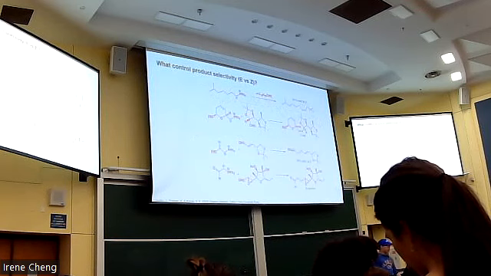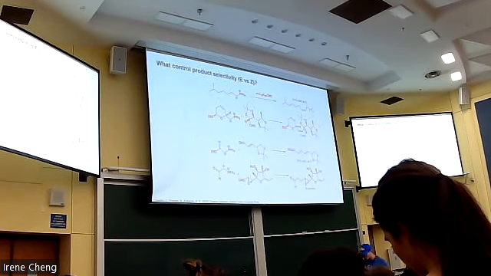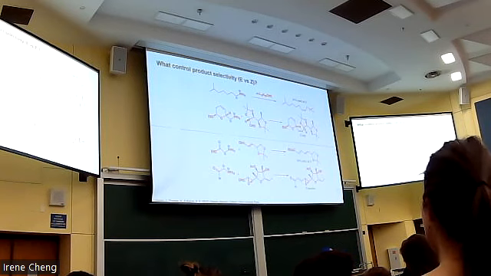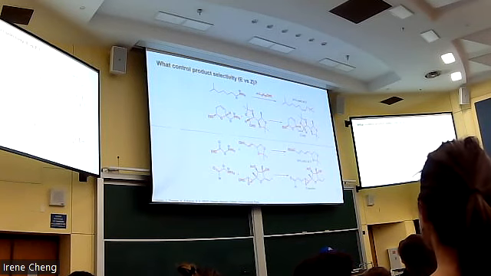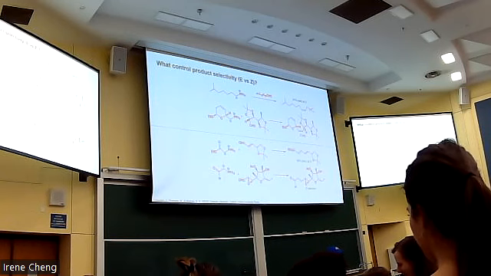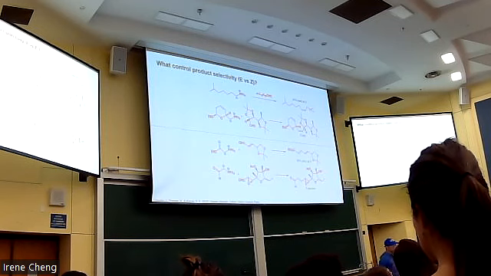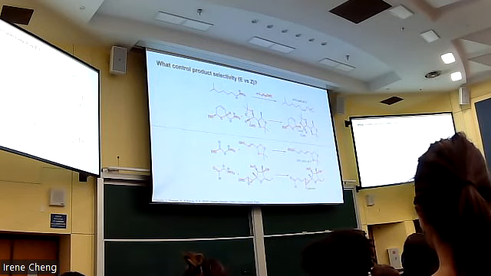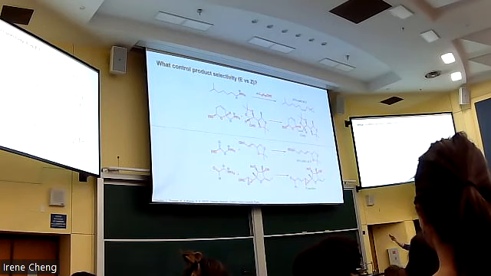Let's look at the selectivity, E and Z. Look at four reactions I copied and pasted from a textbook. The top two Wittig reactions give you all Z, and the bottom two give you all E. How does this work? Let's take a look at the ylide. Everyone look at the ylide, the top two.